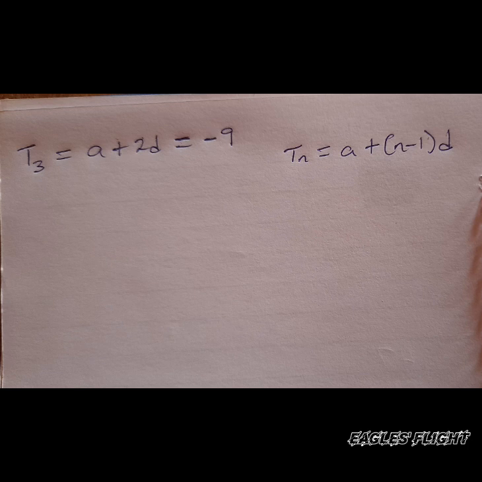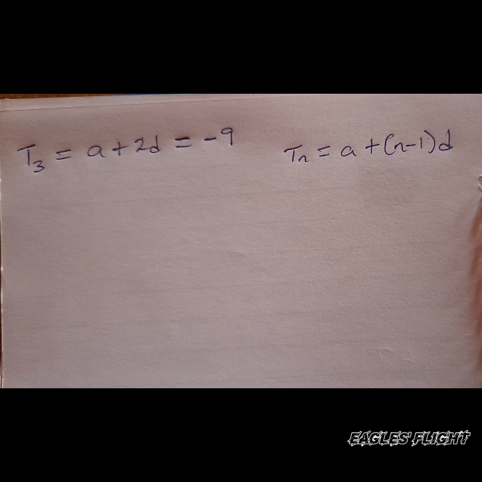So with the question we are told that the third term of the AP is minus 9, so we can say A plus 2D equals minus 9. The 2D is gotten when we input 3 as n in the nth term we have as stated, Tn equals A plus (n minus 1) D. Now if n is 3, it means 3 minus 1, that gives us 2, so it gives us 2D.